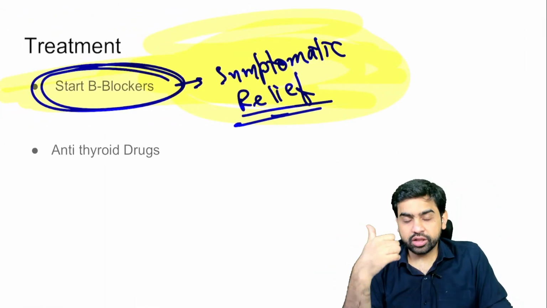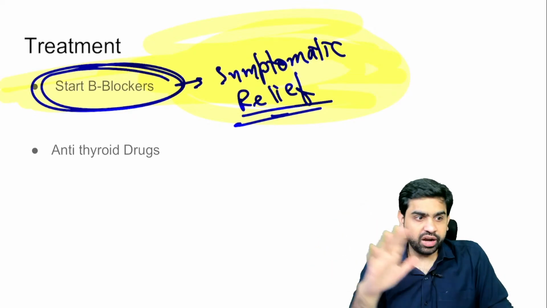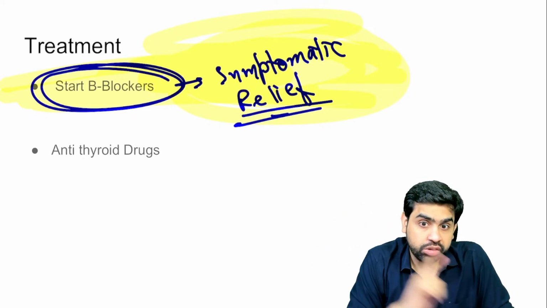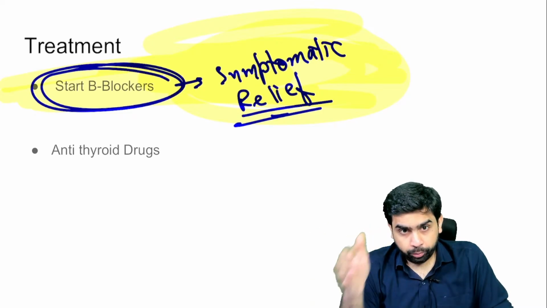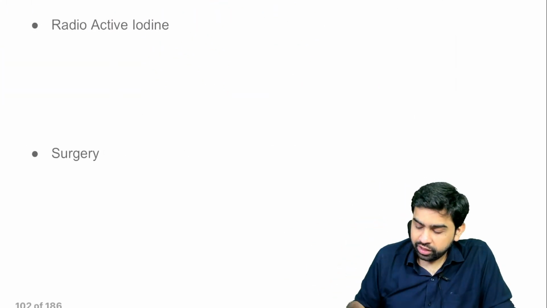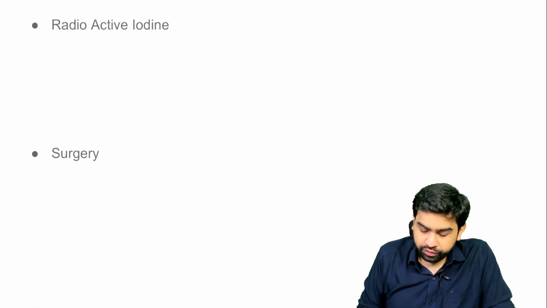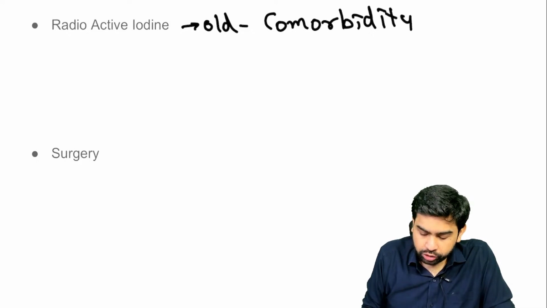Anti-thyroid medications are carbimazole, methimazole, and so on. The important side effect is agranulocytosis. I'm pretty sure you would have read this in pharmacology in great depth. So yes, the important problem is agranulocytosis. Then we have radioactive iodine. Radioactive iodine is preferred in old debilitated patients, old patients who have a lot of comorbidity.